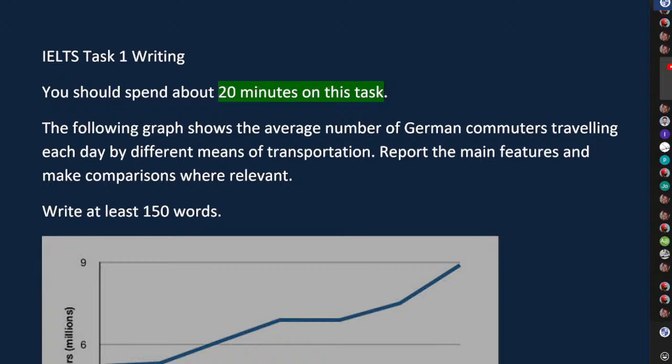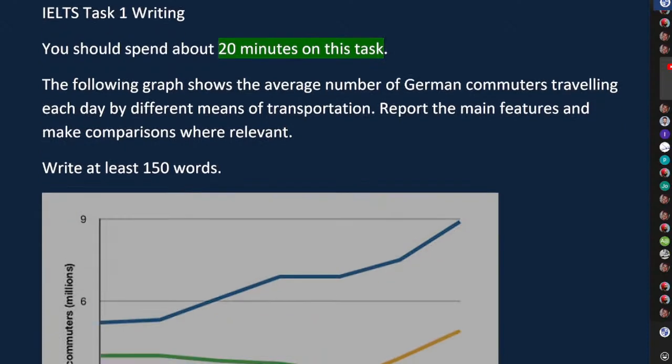All right. Let's read this. I'll go through the steps of task 1. We'll do this together, members, okay? And then we'll go through it step by step and write a nice high band essay. First step, of course, is read the question. So let's do this together.